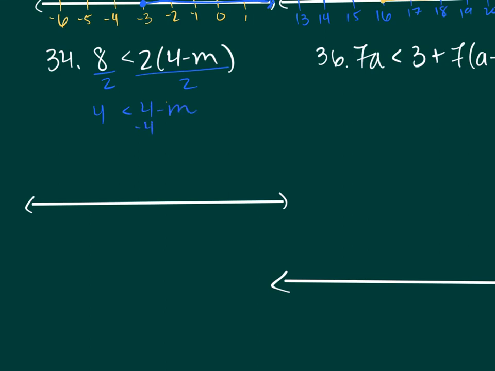Now I'm going to subtract 4 from each side. So I get negative m is greater than 0. Multiply everything by a negative 1. So m is less than 0. Okay, so I'm going to go ahead and put an open circle there, and since m is less than 0, I'm going to go towards that left side.